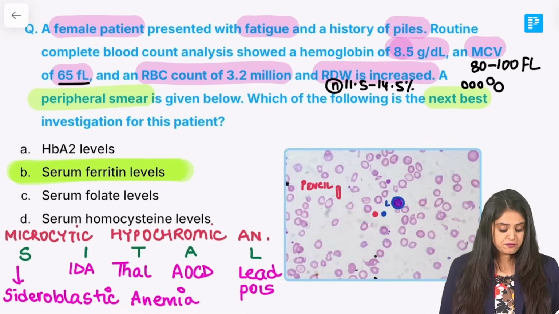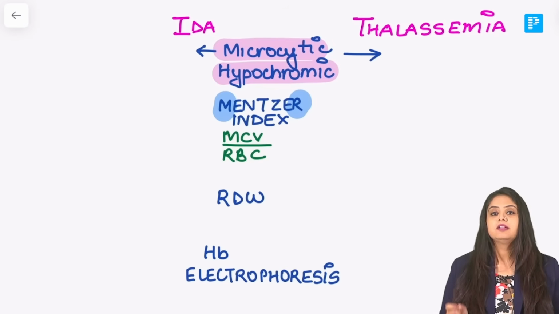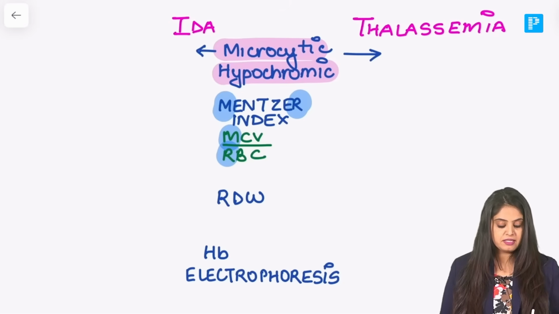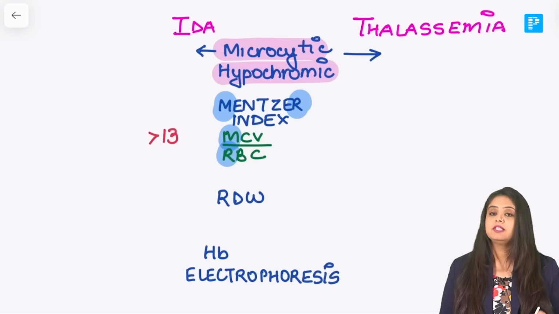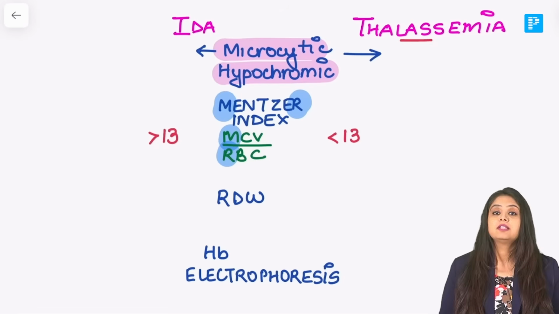If I have to differentiate between iron deficiency anemia and thalassemia, because both of them happen to be microcytic hypochromic, I will be going in for the Mentzer index. What is Mentzer index? The first alphabet and the last alphabet that I've highlighted. So that is MCV upon RBC. We have studied that if it is more than 13, I will think of iron deficiency anemia, and if it is less than 13, I will think of thalassemia.